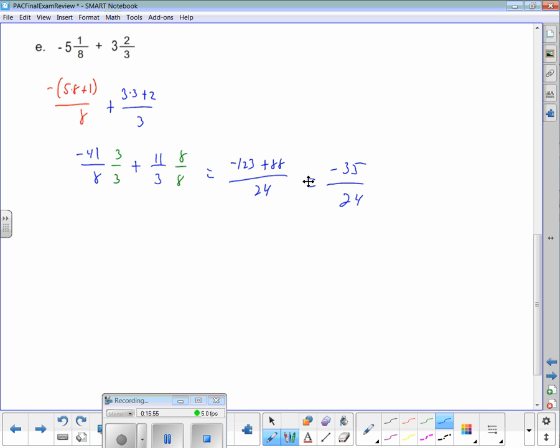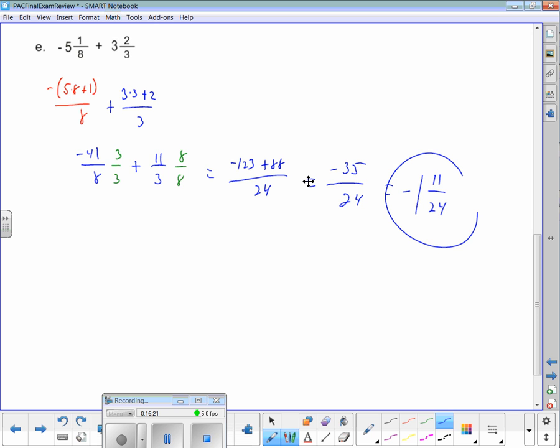over 24. The bottom is 3s and 2s, and the top is 5 and 7. Does not reduce. However, we had mixed numbers to begin with. So minor deduction here. Negative 1 and 11/24. How many got that correct? Very good then. Good job.